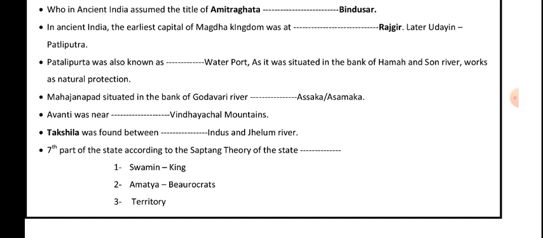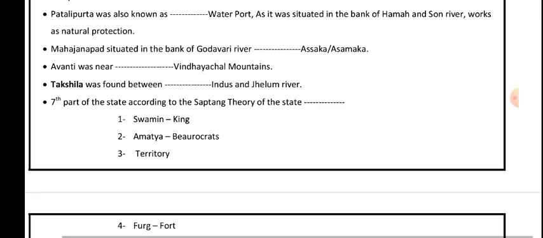Who in ancient India assumed the title of Amitraghata? Bindusar. Amitraghata. In ancient India, the earliest capital of the Magadha kingdom was at Rajgir, later Udayin moved it to Patliputra. Patliputra was also known as a water port as it was situated on the bank of the Sone river, which worked as natural protection. Mahajanapada situated on the bank of the Godavari river.